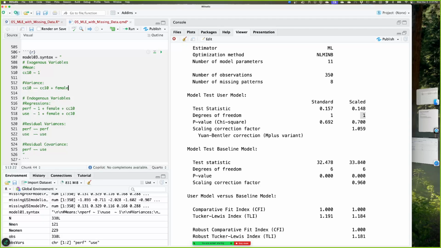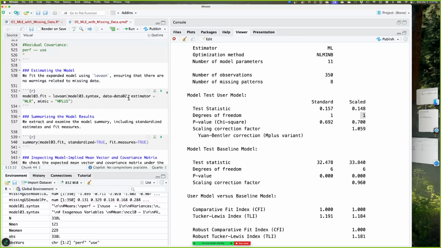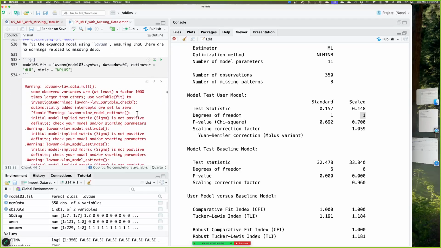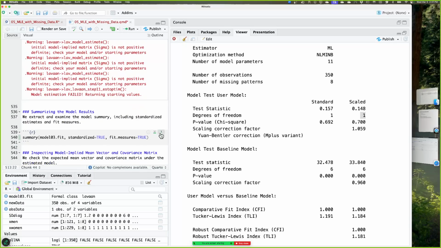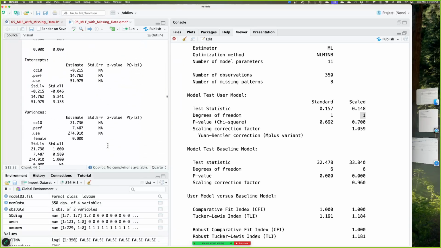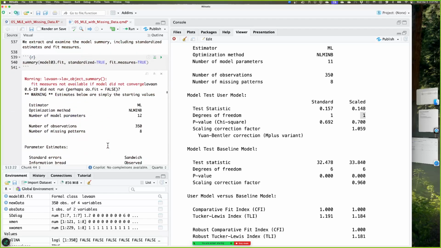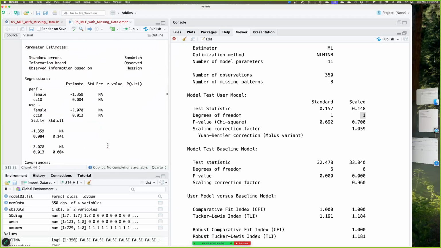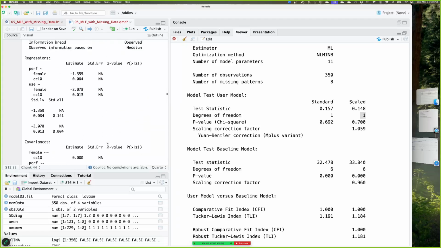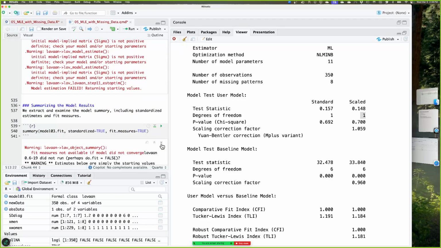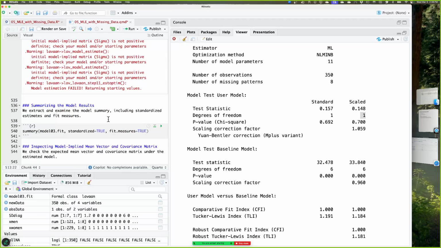Now, do you think it'll run? I haven't actually tested this, but I wanted to. Here I am again, living dangerously. Let's find out. It ran, but it didn't converge, and it gave me the starting values. So you're thinking, wait a minute, that's not ideal either.